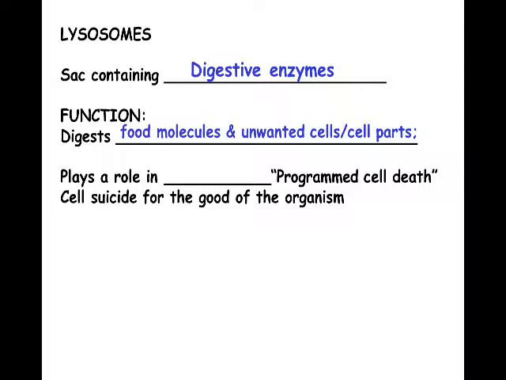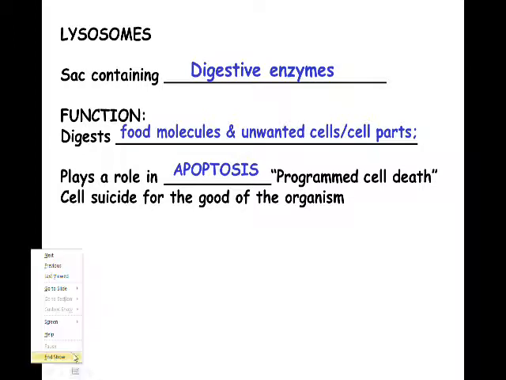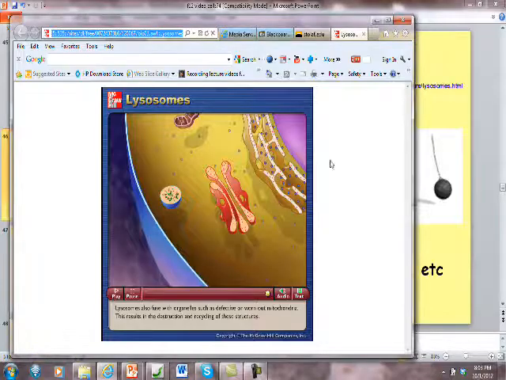And those lysosomes play an important role as part of that programmed cell death, maintaining the health of the organism through apoptosis, cell suicide, cells recognizing that they are not well or not supposed to be there, and doing that self-destruct thing. Okay, so let's see if we can find some lysosomes in our cell parts picture.